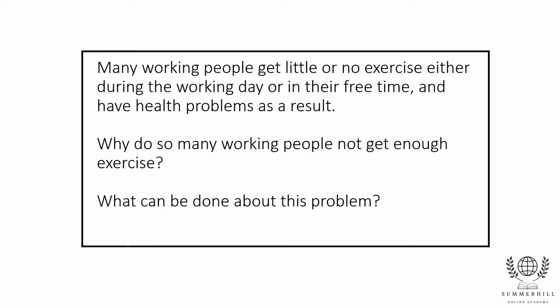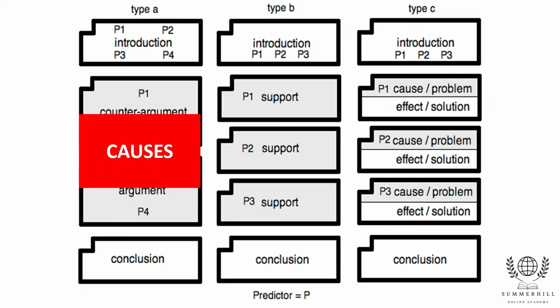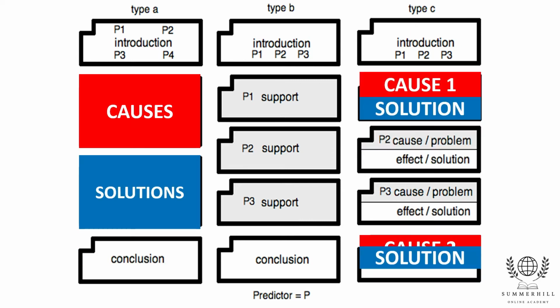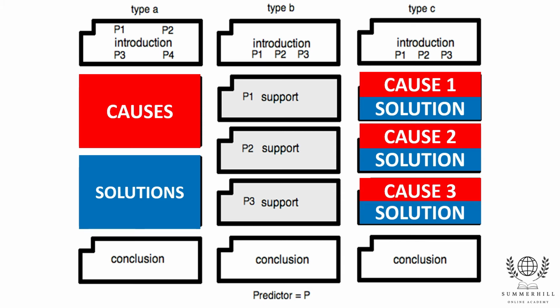Many working people get little or no exercise, either during the working day or in their free time, and have health problems as a result. Why do so many working people not get enough exercise? And what can be done about this problem? In this question, once again, we have problems and we have solutions. So again, we could have chosen two types of essays. We could have chosen the causes and the solutions, right? Or a type C essay with causes and solutions.